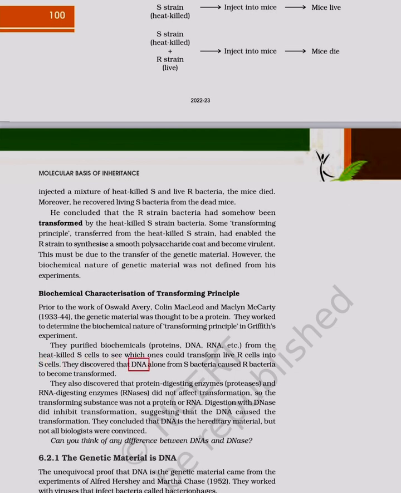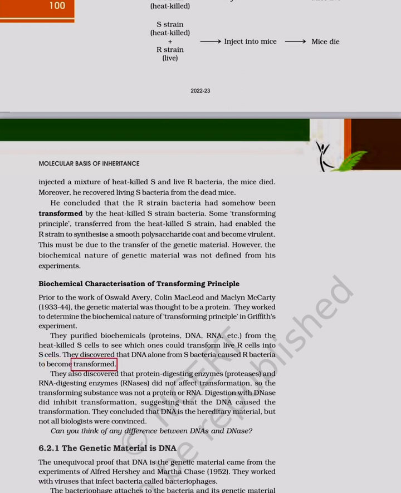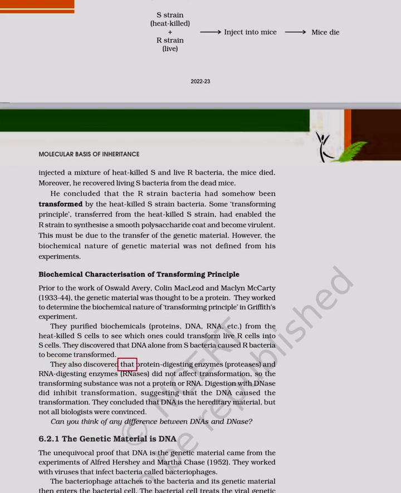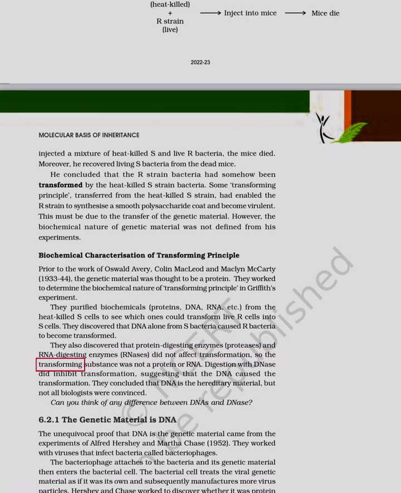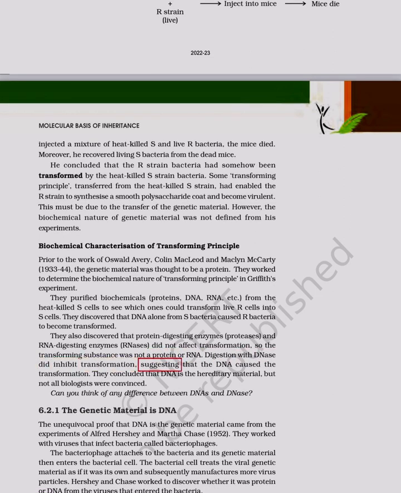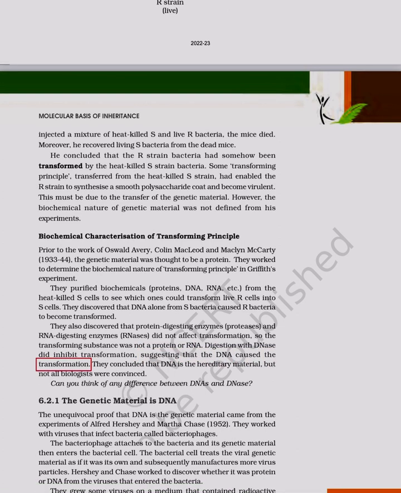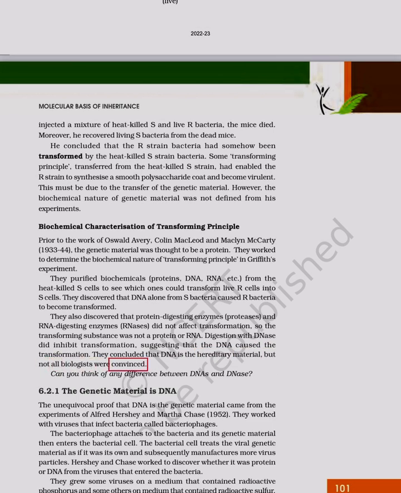They discovered that DNA alone from S bacteria caused R bacteria to become transformed. They also discovered that protein digesting enzymes, proteases, and RNA digesting enzymes, RNases, did not affect transformation, so the transforming substance was not a protein or RNA. Digestion with DNase did inhibit transformation, suggesting that the DNA caused the transformation. They concluded that DNA is the hereditary material, but not all biologists were convinced.